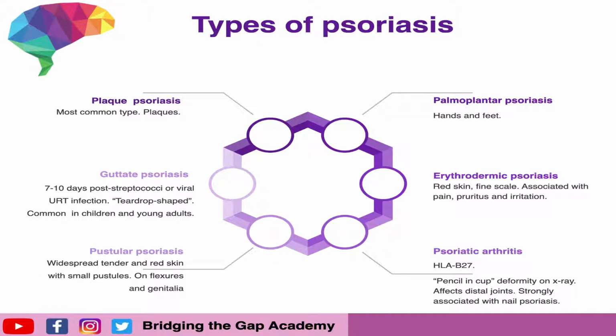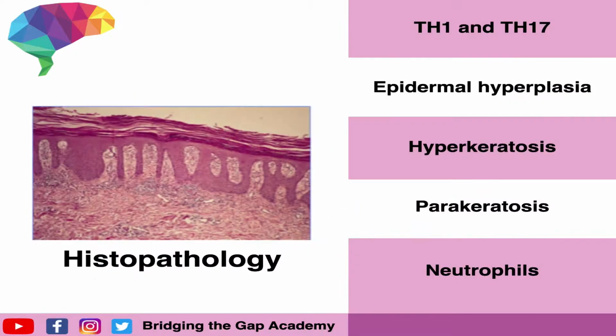Moving on to another type of psoriasis, which is palmoplantar psoriasis. This is found on the hands and the feet. Moving on further to erythrodermic psoriasis, this is very red skin, with very fine scale, and this is associated with pain, itching and inflammation. Now, the last type of psoriasis is psoriatic arthritis. This is associated with HLA-B27 and pencil-in-cup deformity seen on the x-rays, and this is very characteristic of it as well. It affects the distal joints, and the nails are strongly affected as well.